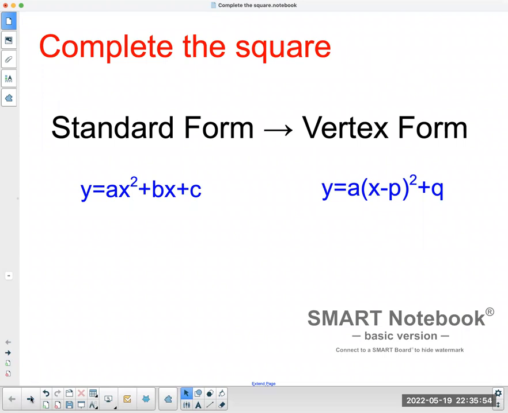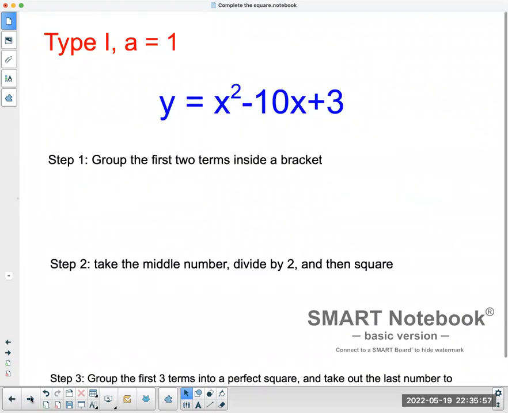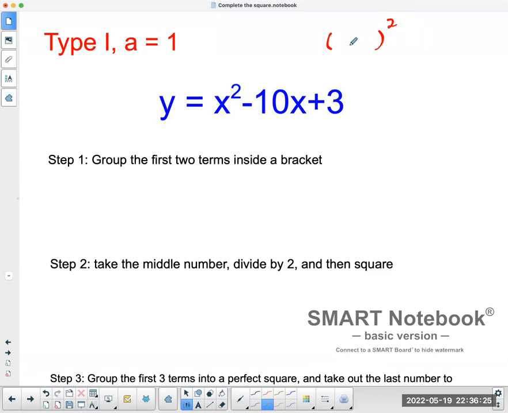Now, there are two different types of questions. I call them type 1 and type 2. Type 1 is when the a value is equal to 1, and you start off with x squared. Here are three quick steps which allow you to figure out the vertex form rather easily. The answer is going to have a bracket squared plus q.